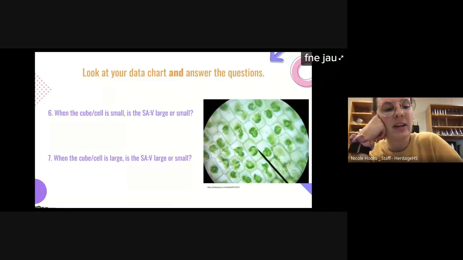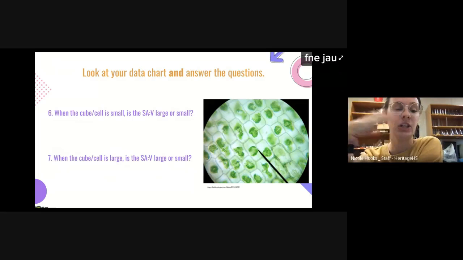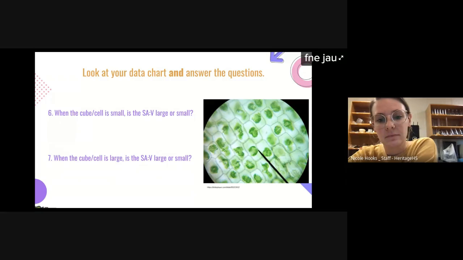Okay, so when you look at the cube or cell in this case, when it's small, is the surface area to volume ratio large or small? And when the cube or cell is large, is the surface area to volume ratio large or small? Okay, think of it like a fraction, remember? So if the first one is a small cube at 1 centimeter cubed, and its surface area to volume ratio is 6/1, which is bigger on the left side, its ratio is bigger, then the smaller it is, the larger the ratio is.